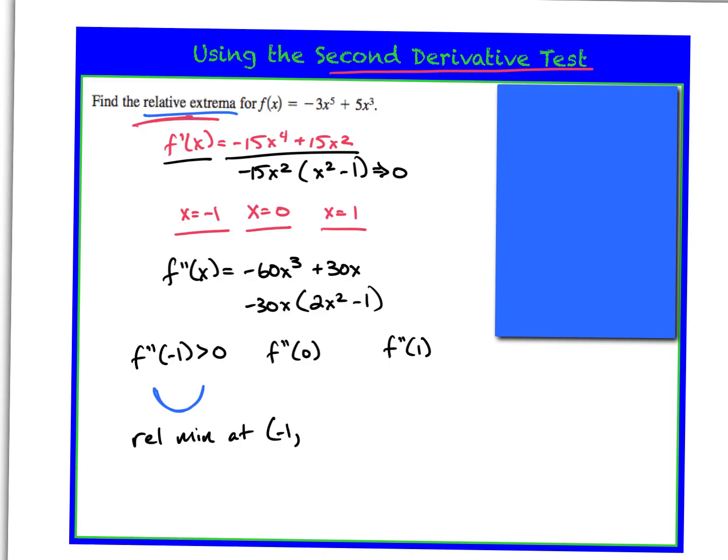And how do I get that something? I substitute it back in. So when I substitute it back in, this would become what? Negative times negative is positive. So 3 and then minus 5. So that would be what? Negative 2. So I have a relative minimum at negative 1, negative 2.